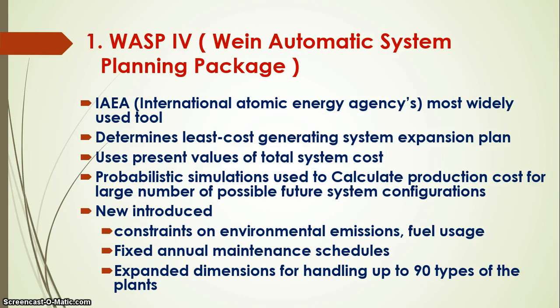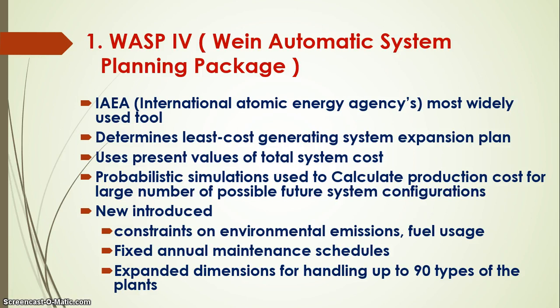Number one software is WASP-4, that is Wien Automatic System Planning package. This software is most widely used by the International Atomic Energy Agency. It determines the least cost generating system plan. So for generation system, whenever the generation systems are put into a picture according to the resources, according to the cost of generating equipments and all the other factors that are used for calculating the generation system cost, they are determined using this software.